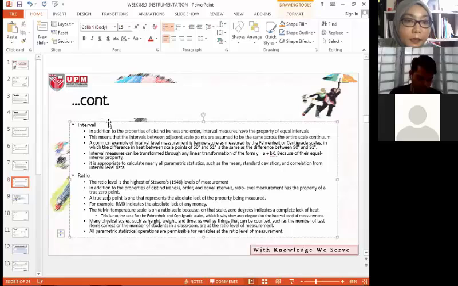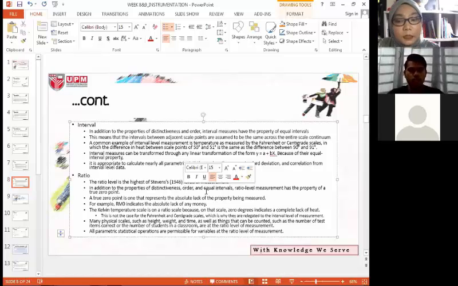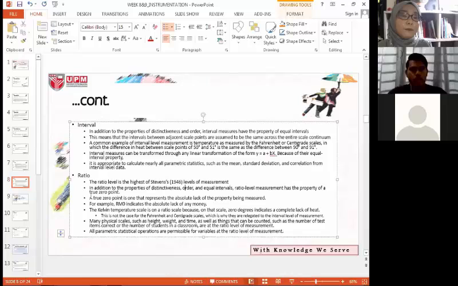Okay. So next one is ratio. Okay, the ratio is the highest level of Stevens 1946 level of measurement. The highest. Okay, so again, if let's say we say the highest, the ratio will has all the properties that hold by interval, ordinal, and nominal. Okay, and in addition to the properties of distinctiveness, order, and equal intervals, distinctiveness ni we use in nominal, order ni in ordinal, equal intervals ni in interval, and then ratio level measurement has the property of a true 0 point. True 0 point. Maksudnya 0 ni bermaksud kosong. Kosong bermaksud kosong. Okay? A true 0 point is the one that represent the absolute lack of the property they measured. Kosong ni maksudnya memang tak ada langsung the attribute.